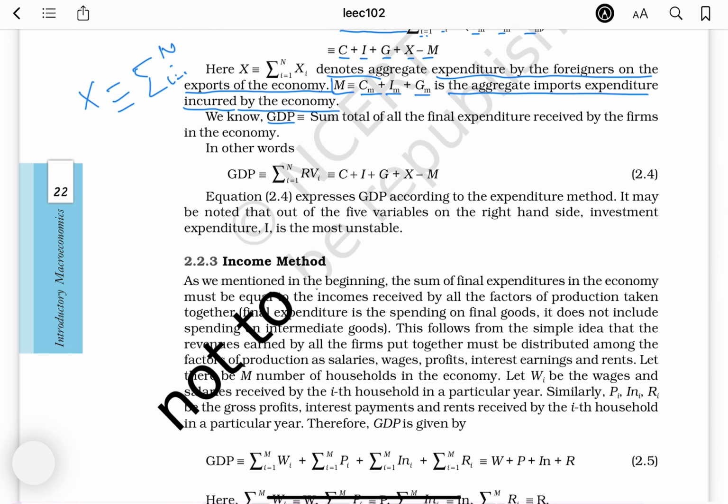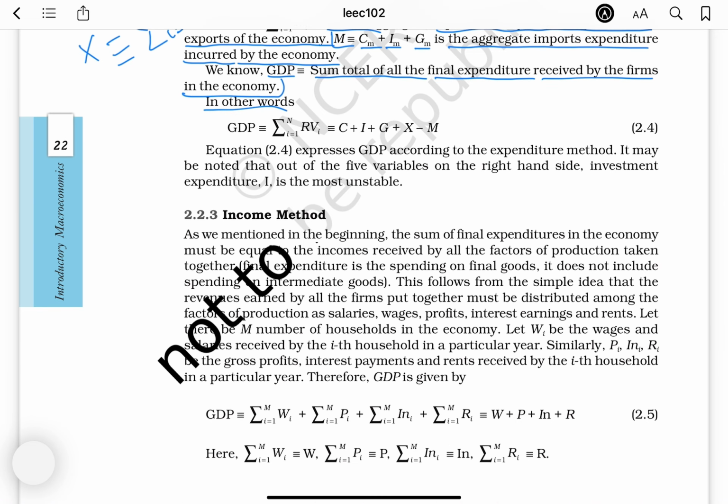We know GDP is equal to the sum total of all the final expenditure received by the firms in the economy. In other words, GDP equals sigma i equals 1 to n of RVi equals C plus I plus G plus X minus M. Equation 2.4 expresses GDP according to the expenditure method. It may be noted that out of the five variables on the right hand side, investment expenditure I is the most unstable. Now it's the income method.